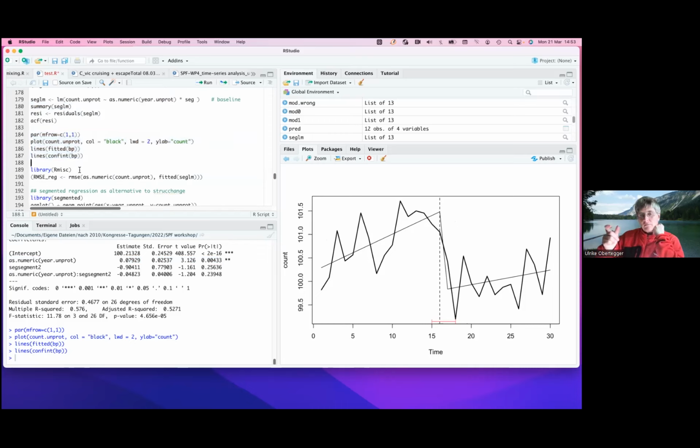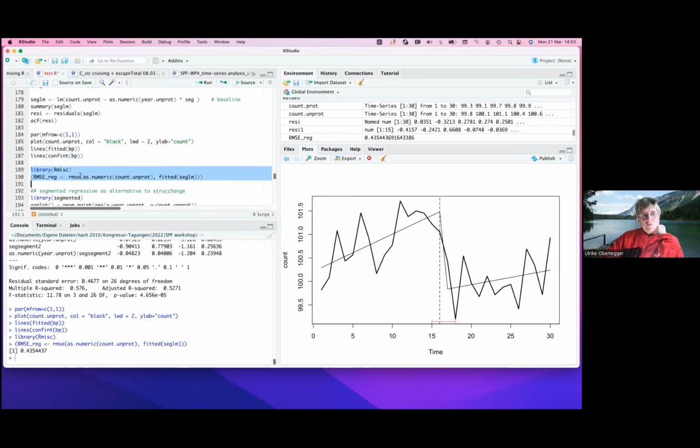To compare the two models, we can use the root mean square error. The root mean square error can be calculated with the library RMSE with this command. You just have to provide the observed and the fitted values, and it will calculate everything for you. So the root mean square error with regression, considering here the change point, is 0.4.